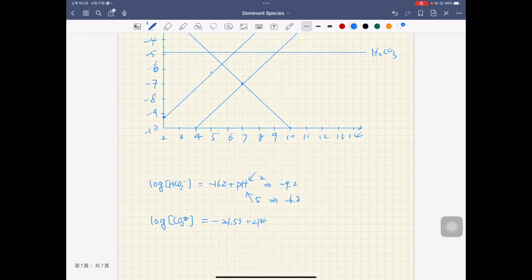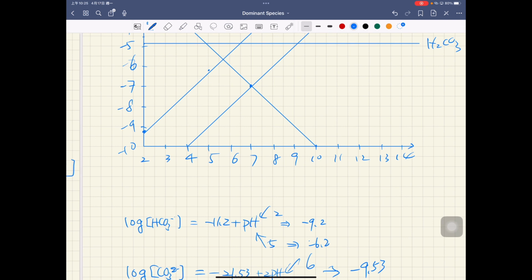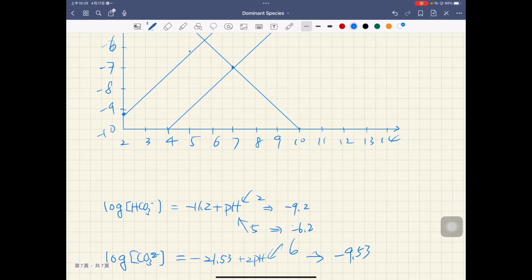So if I give it 4, for example, wait, no, I'm going to do 5 right now. I'm going to do 6. I'm going to plug in 6. If it is 6, pH 6, how much would that be? Minus 21.53 plus 12. Can you give me the number? 9.53, is that right? Okay. So when it's 6, it's 9.53. This is 9.5, 9.53. That point is around here.